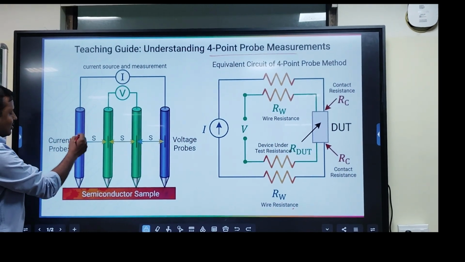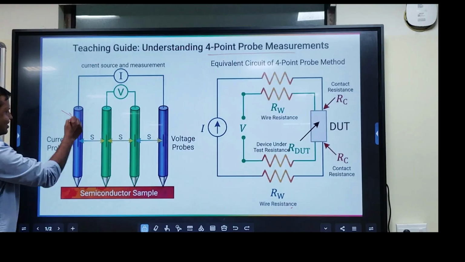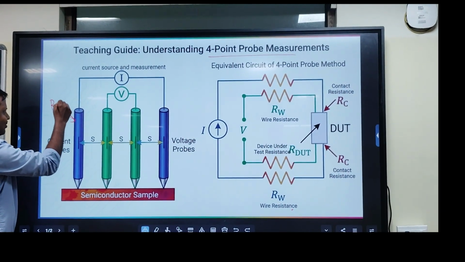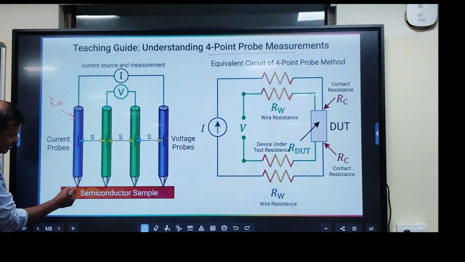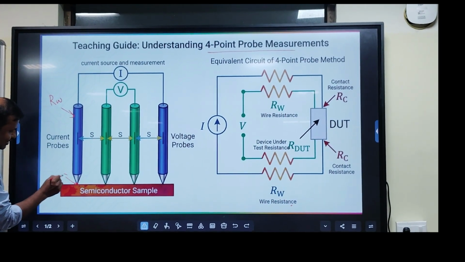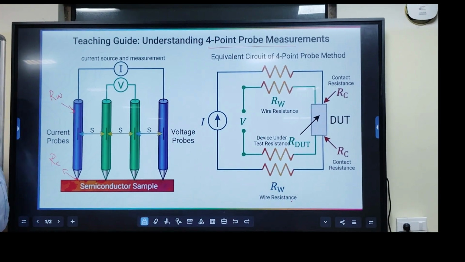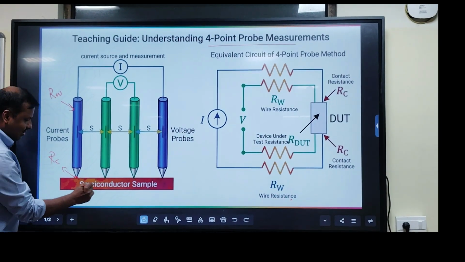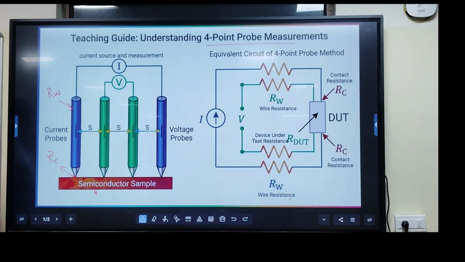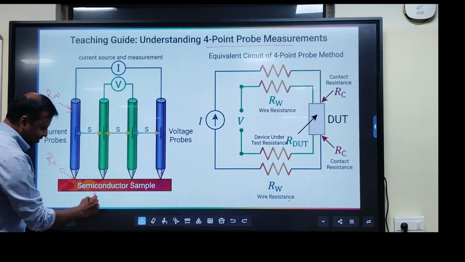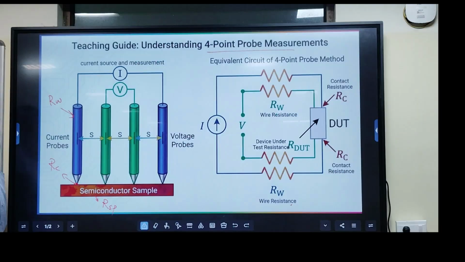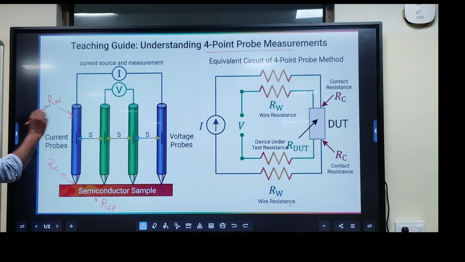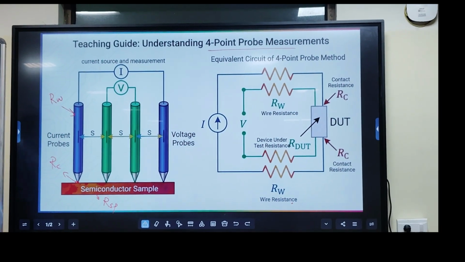When you take the probe, it will have its own resistance, that is called the wire resistance. When the probe touches the sample, it will have some other resistance, that is called the contact resistance. And when the current passes through the sample, some resistance will be there that is called the spreading resistance. Right? So, the four probe measurement setup.